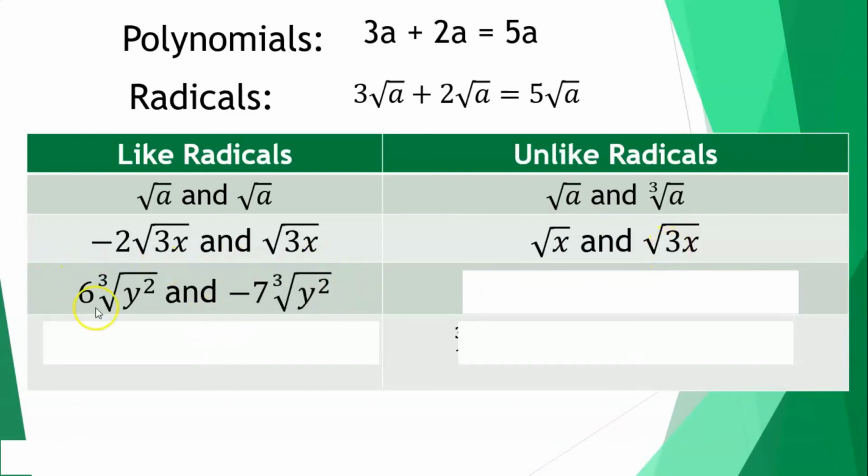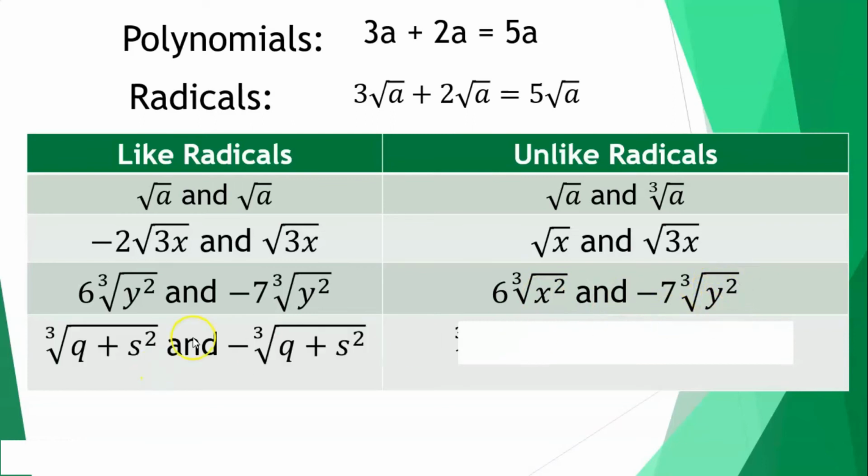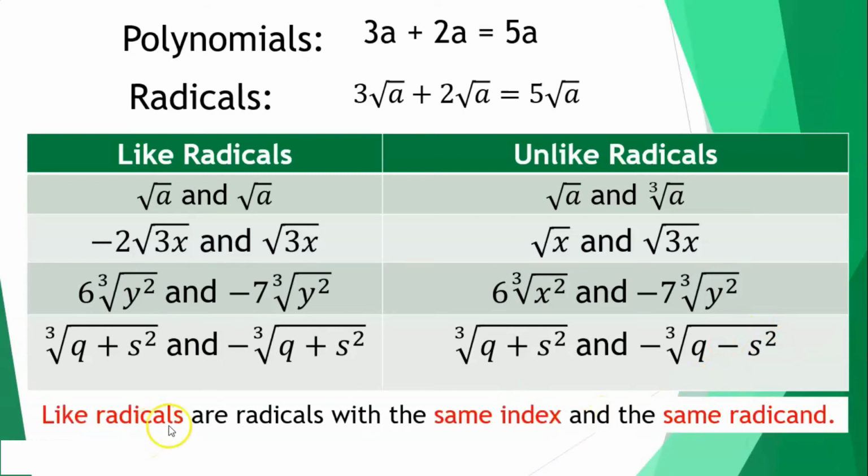Next, these two here are like radicals, but these two are unlike radicals. Why? It's because our radicand here is x squared, but the radicand here is y squared. Next, these two here are like radicals, but these two are unlike radicals. Why? It's because this is q plus s squared, and this one is q minus s squared. So again, when you say like radicals, they're radicals with the same index and the same radicand. Otherwise, they are considered unlike.